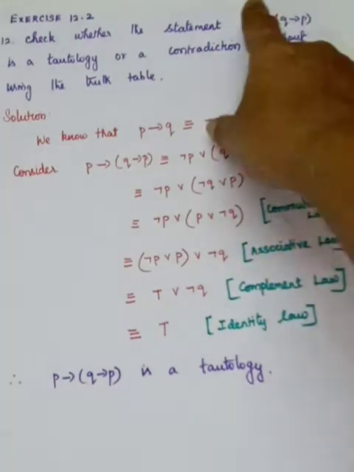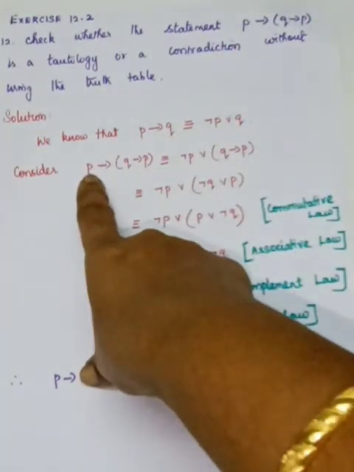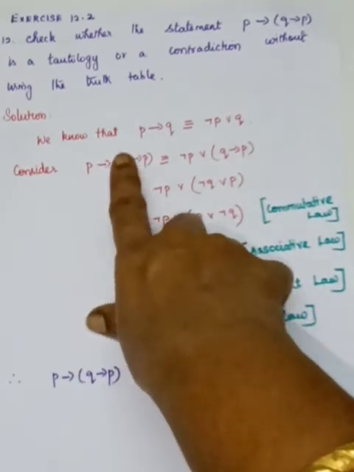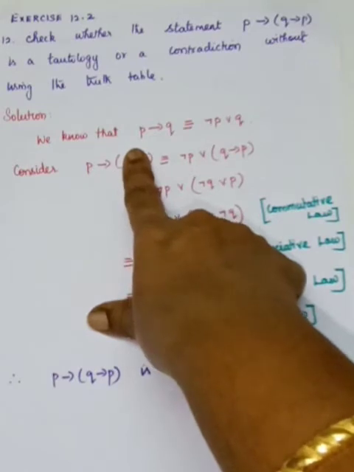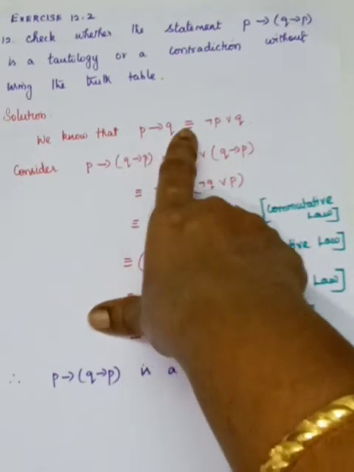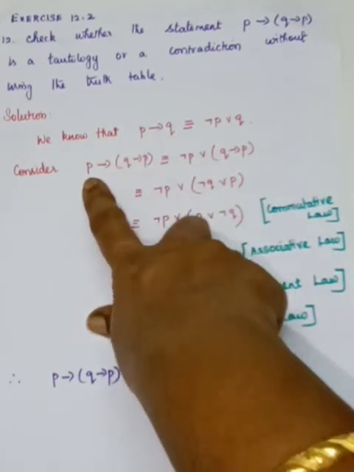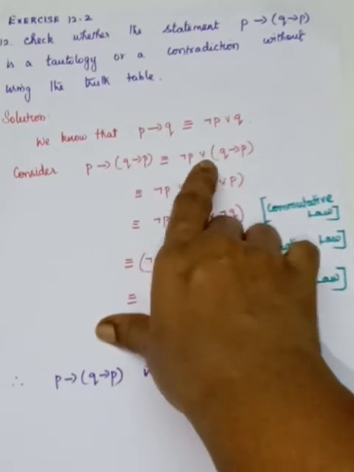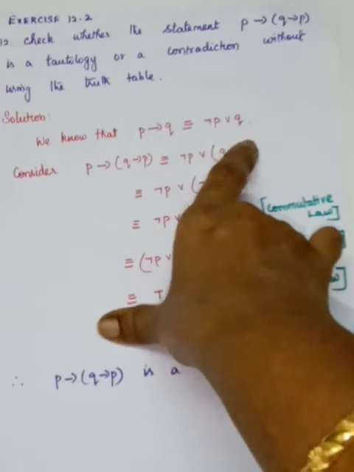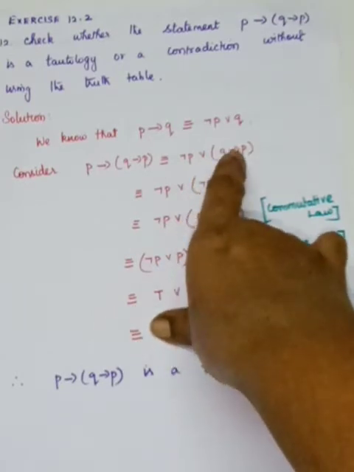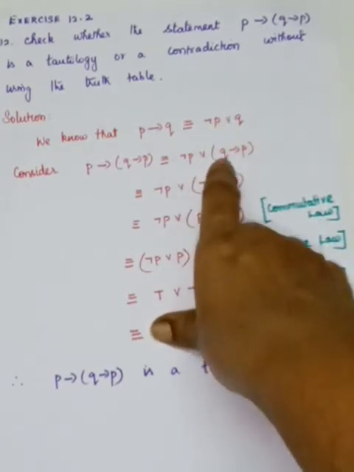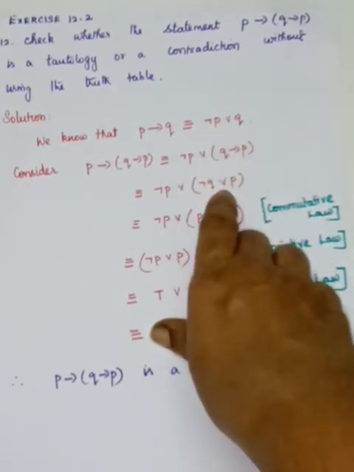Take the given statement: (P implies Q) implies P. Here (P implies Q) is the first statement and P is the second one. Using this result, the first statement is negation of (P implies Q), or the second statement P. In the first statement also we have a conditional statement, P implies Q. Again you can use the same property: negation P or Q.